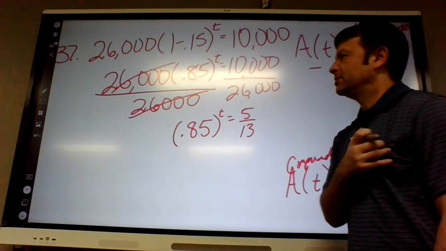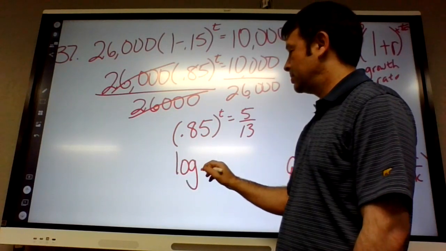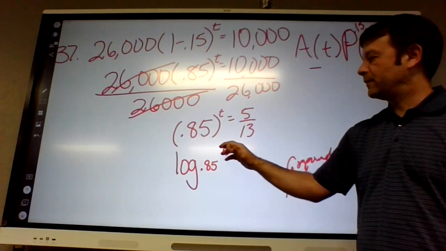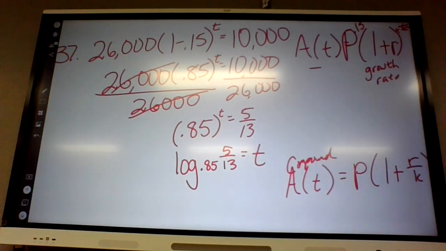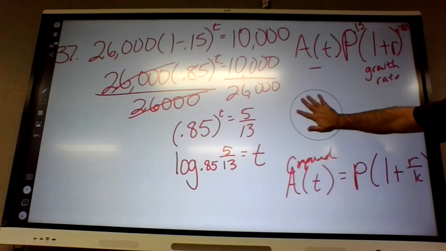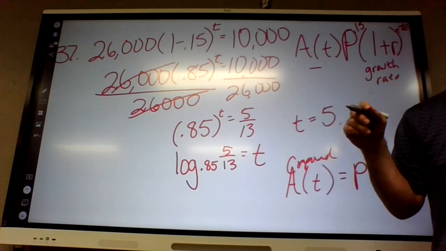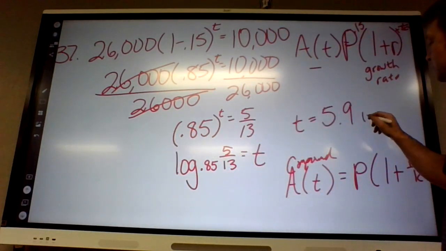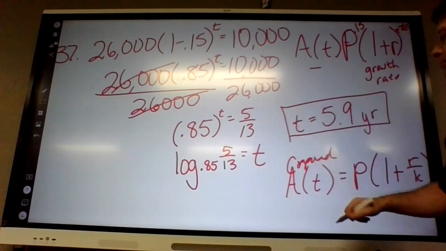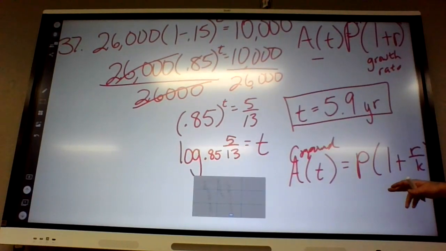All right, then what were we doing? We turn the exponential into a log function. So log base 0.85 of 5/13 gives us the time. Rounding to a tenth of a year, is it around 5.8 or 5.9? Should be 5.9. So it takes almost 6 years for the car's value to drop from $26,000 to $10,000.